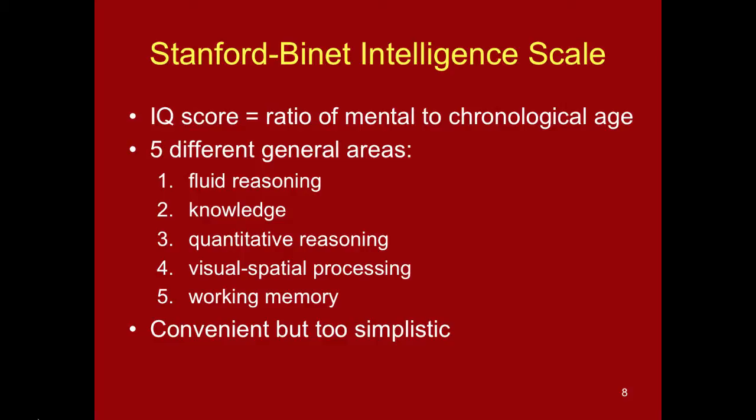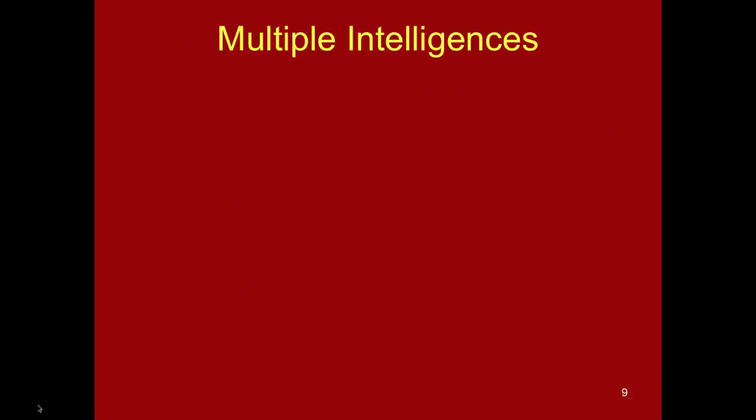The Stanford-Binet measures 5 independent general areas: fluid reasoning, knowledge, quantitative reasoning, visual spatial processing, and working memory. Although this test is very straightforward and conveniently sums up a person's IQ, it is too simplistic a measure for something as multi-layered and complicated as intelligence.